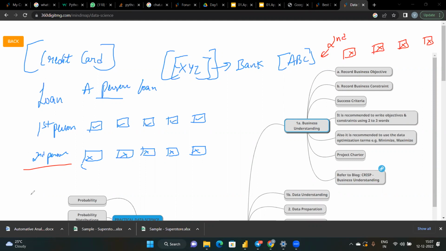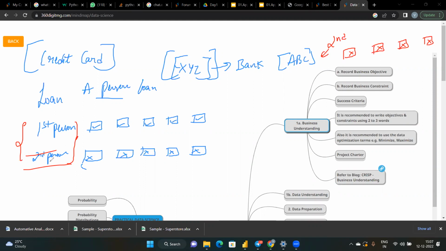So let me say a CEO of XYZ company has said, I have given a loan to these two persons. The first person keeps on paying his loan, but the second person is not paying his loan, and I want to make sure he doesn't get a loan from any other banks. The CEO has come with a business understanding.